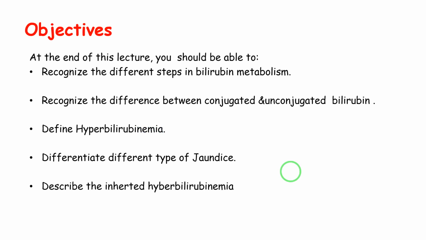Then we will define hyperbilirubinemia and jaundice and classify jaundice into different types. And we will take examples of jaundice, which is the inherited hyperbilirubinemia, its types, and the cause in each type of this inherited hyperbilirubinemia.